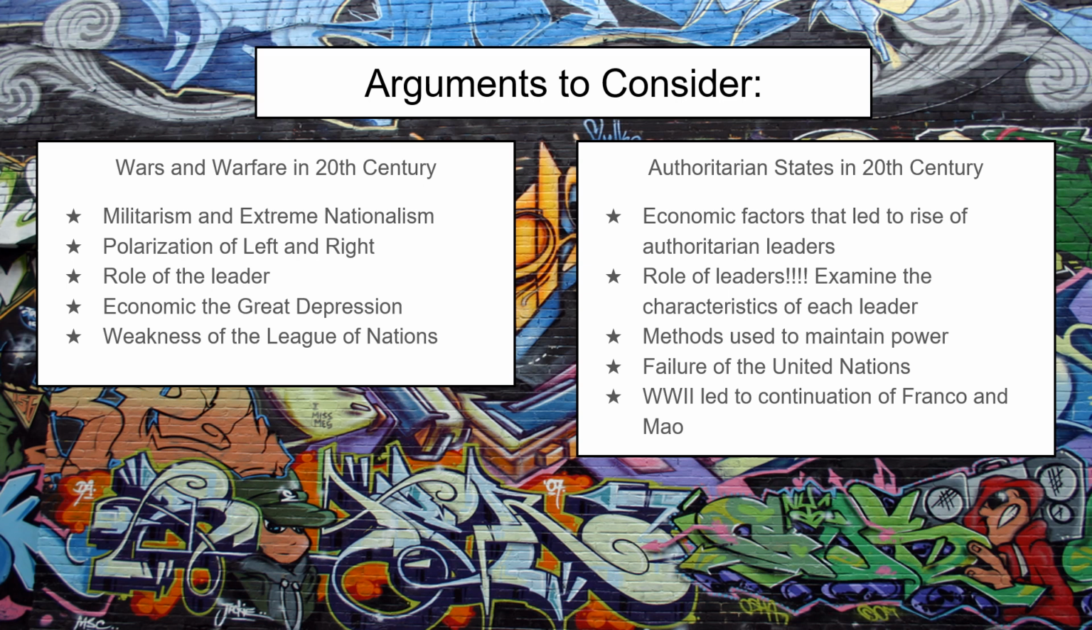What methods did they use to maintain power? Also, the failure of the United Nations to stop it. And again, it's the same failure of the League of Nations. And then World War II that led to the continuation of Franco and Mao. Since Spain and China kind of stayed out of World War II, they got to keep their authoritarian regime.